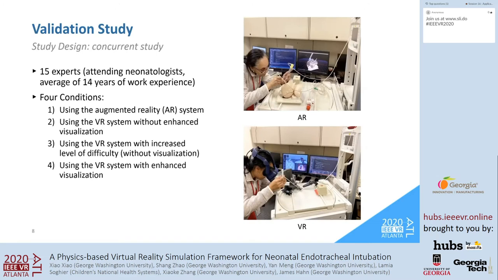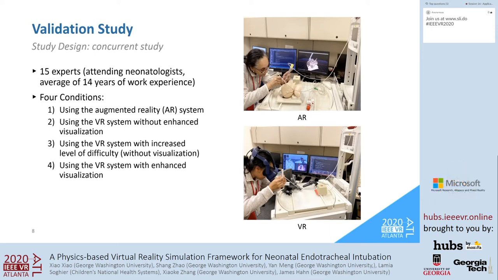To quantify the relative realism of the VR simulator compared to a mannequin-based simulator, we conducted a concurrent validation study. 15 experts were recruited at the National Children's Hospital. Each subject performed ETI on both the mannequin-based AR system and the VR system.